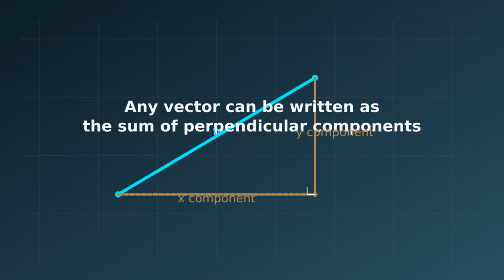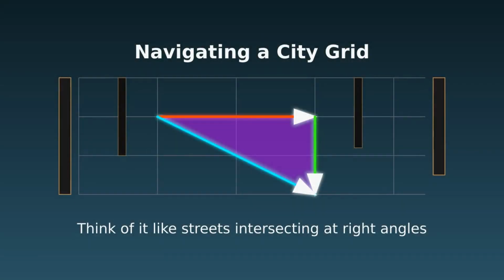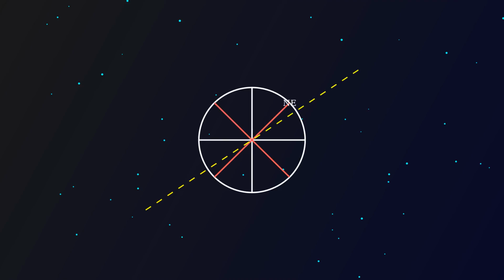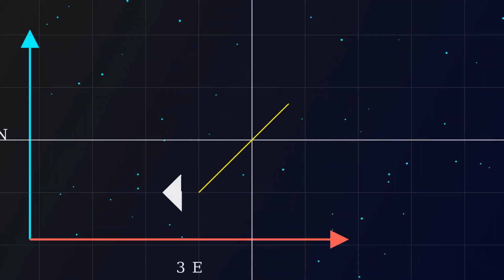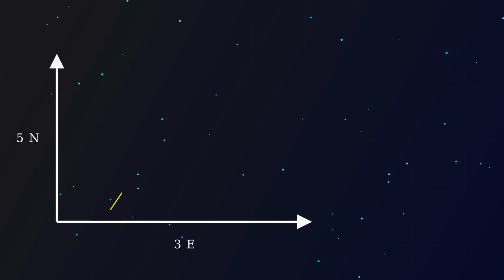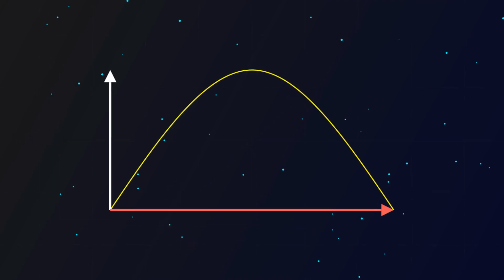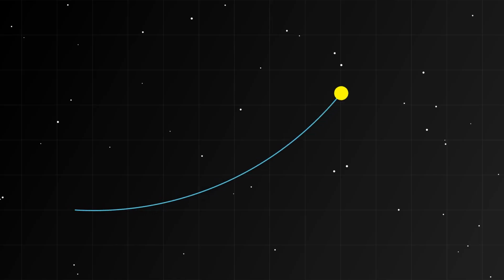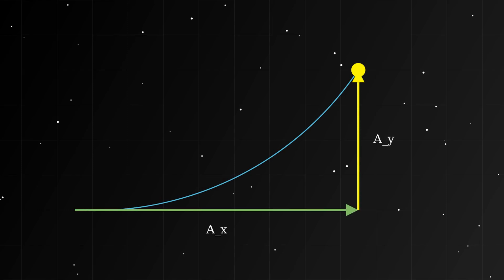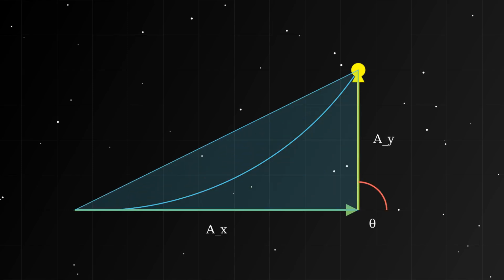But here's the key insight. Any vector can be written as the sum of perpendicular components. Think of it like navigating a city with streets on a grid. Instead of saying walk northeast, you say 5 blocks north, 3 blocks east. Same destination, but broken into simpler steps. That's exactly what we do in physics. We break motion into perpendicular directions, and suddenly complex problems become manageable.